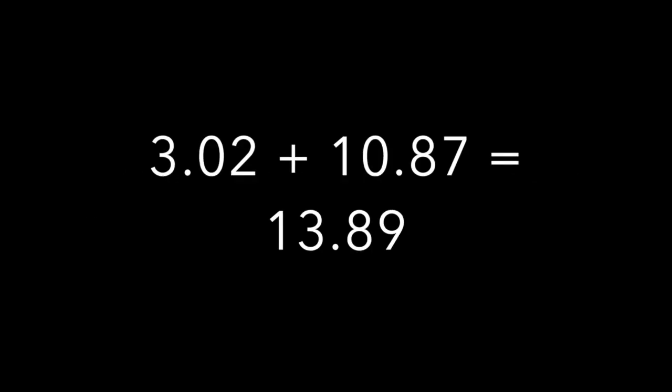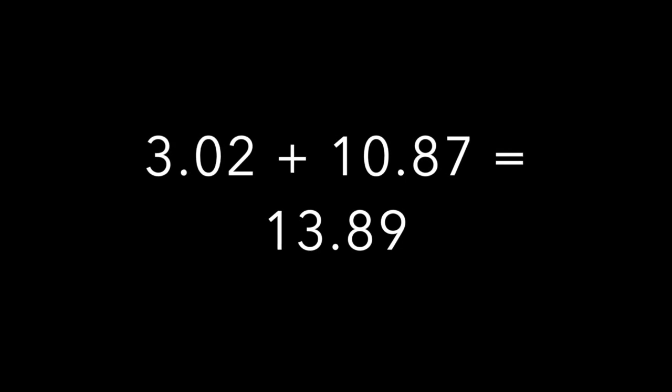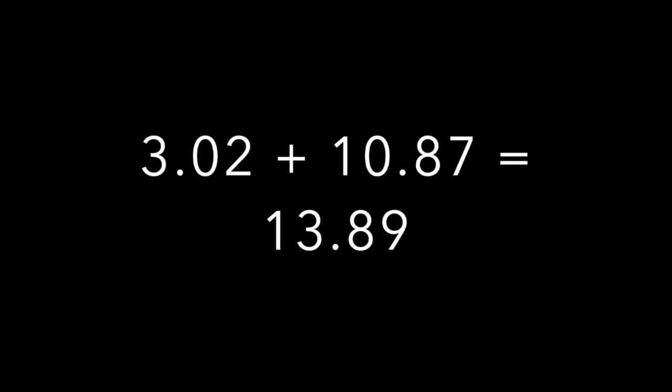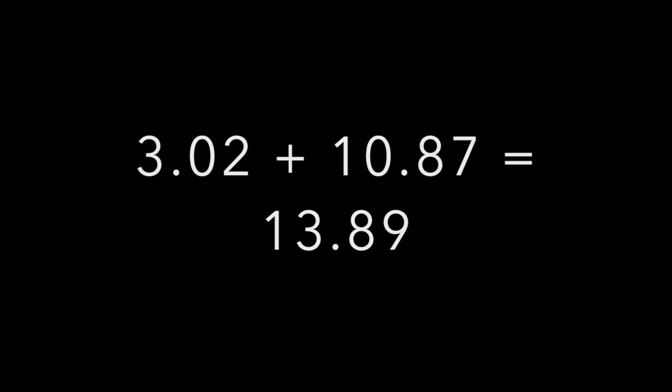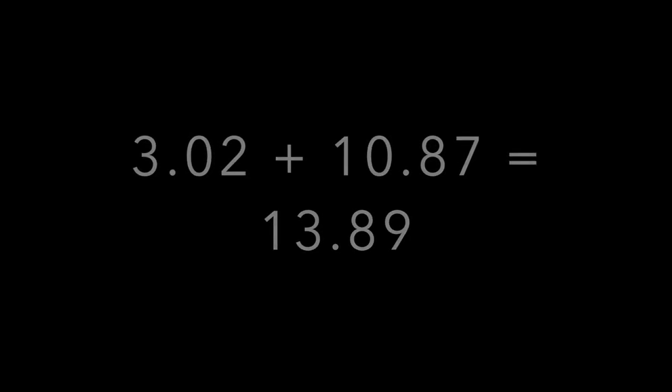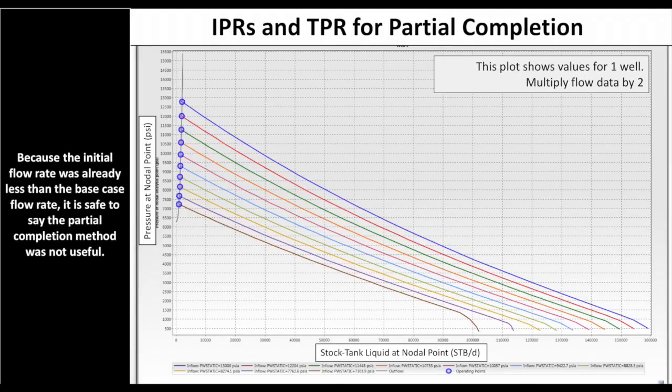After the calculations were completed, a larger positive skin effect was produced. Originally, our skin factor was 3.02, and after the completion was added, it increased by 10.87 to give us a new skin value of 13.89. Unfortunately, positive skin is not good for production, so our idea of doing a partial completion was not the best.